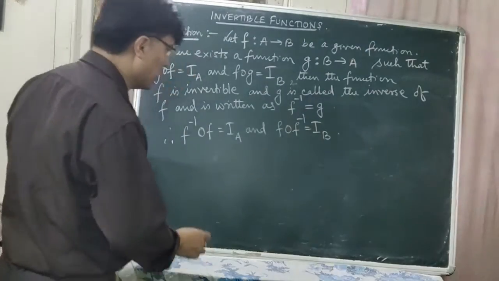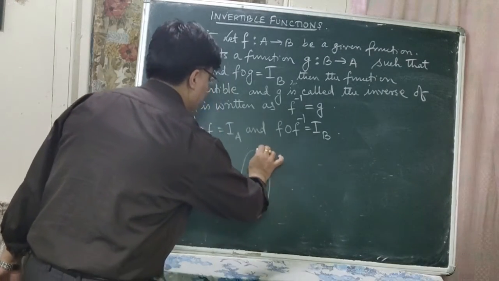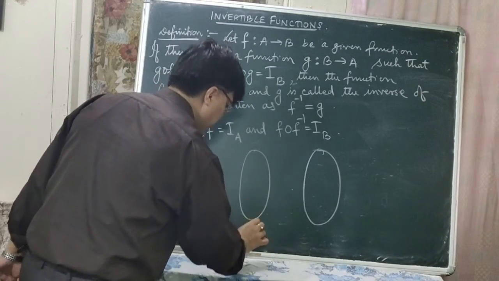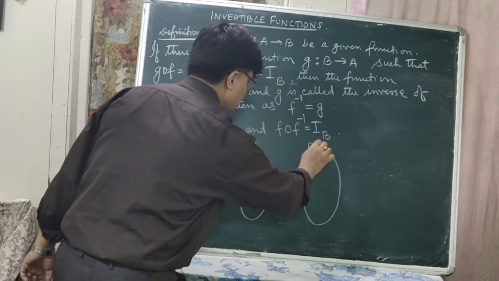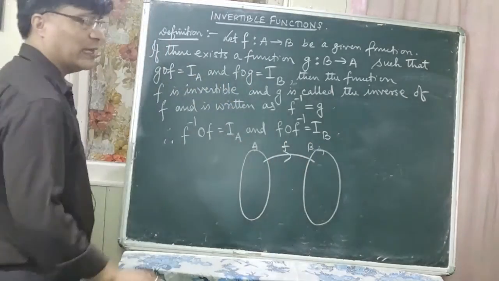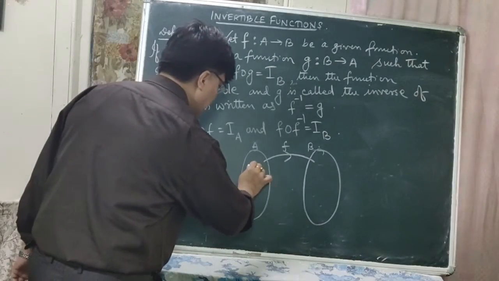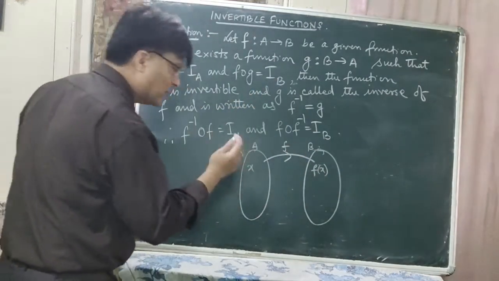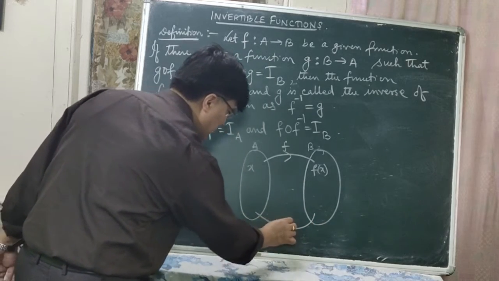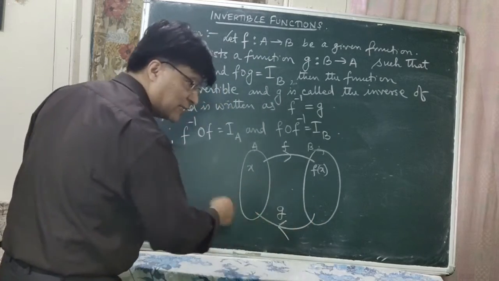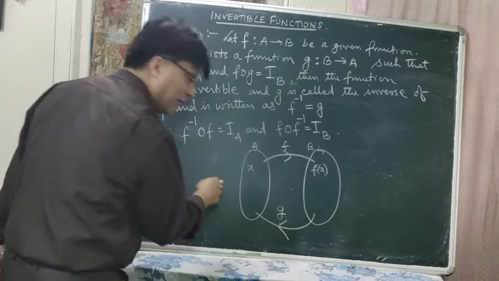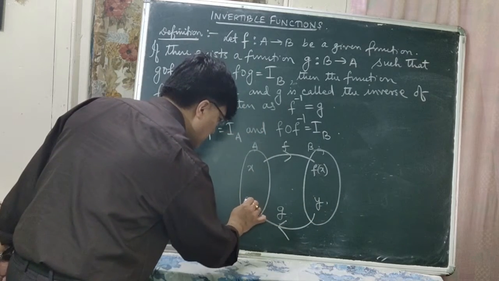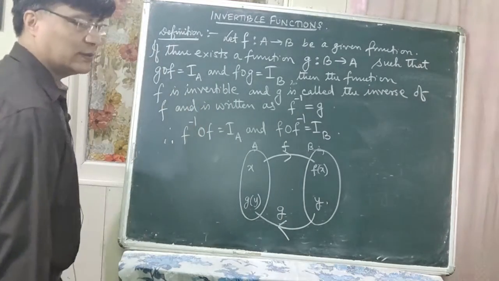So I have already told you earlier, this is a diagram, and I am explaining this diagram again. So this is the set A, and this is the set B, and this is the function F from A to B. Okay, and this X belongs to the set A and F of X belongs to the set B. Now there exists a function G from B to A. Now here Y belongs to the set B, and G of Y belongs to the set A. This is the inverse function.